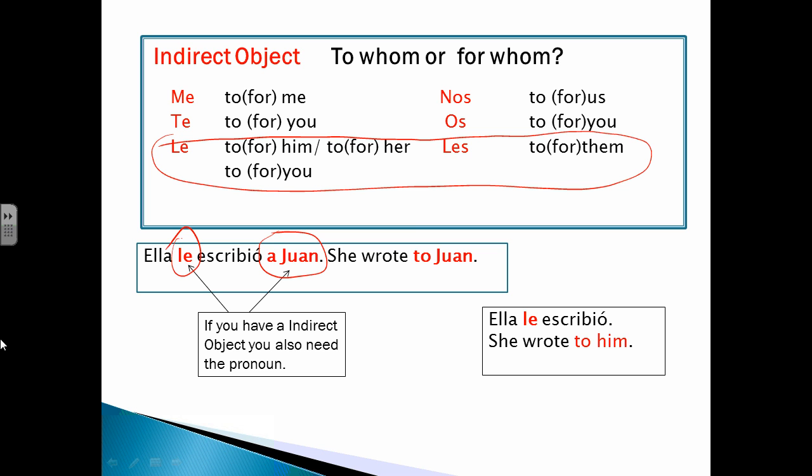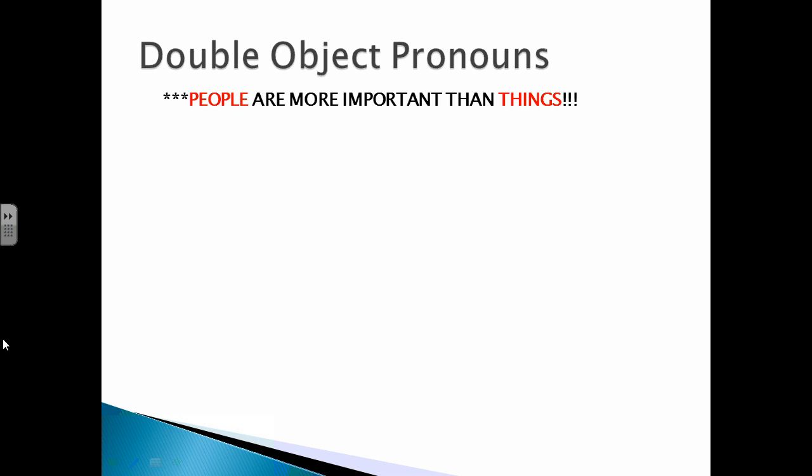Now we're going to talk about putting both of them together, double object pronouns. Now the thing you need to remember is people are more important than things in everything. Fill that in on your sheets. So if you think people are more important than things, then the person comes first and then the thing. So let's say we have a sentence where it's she gives it to him. Which one comes first? People. The person comes first.